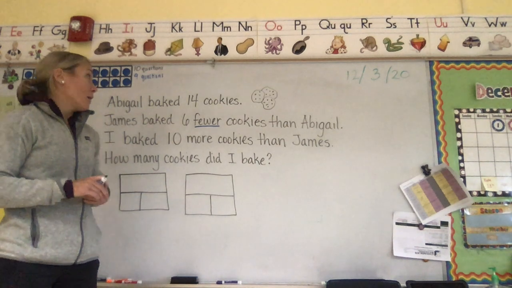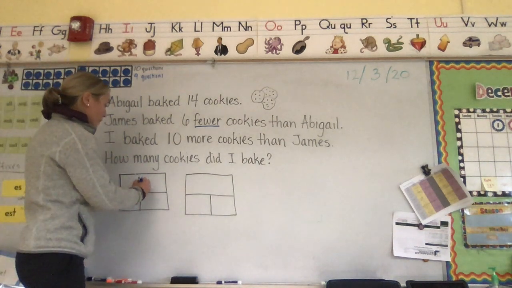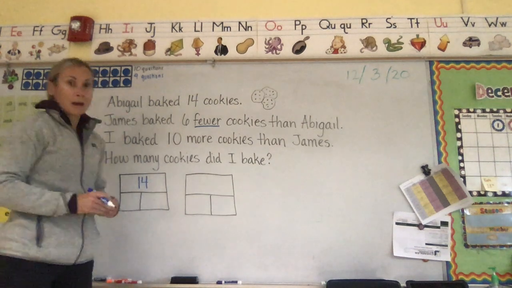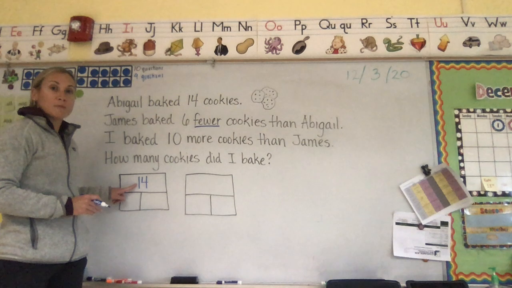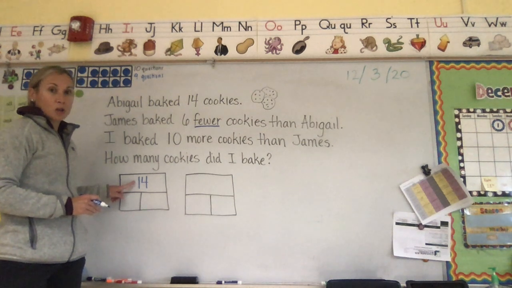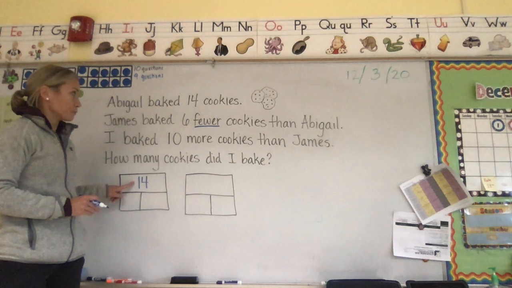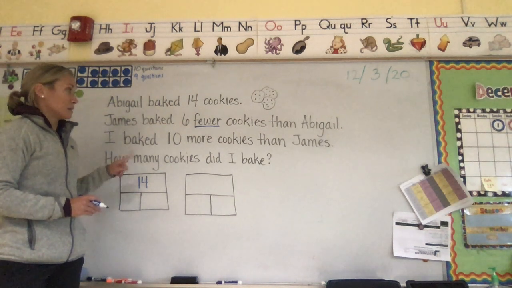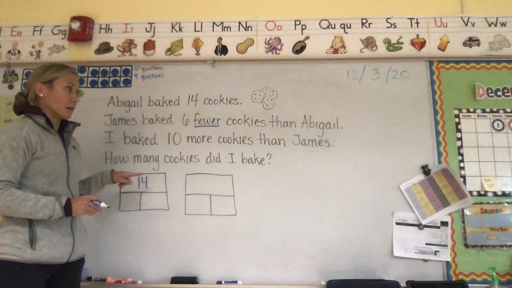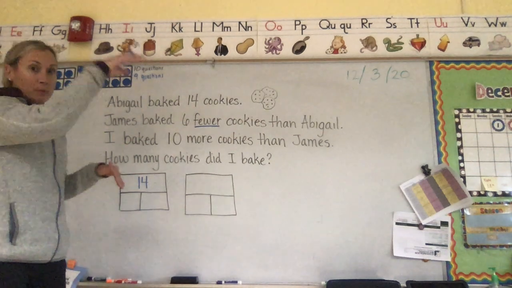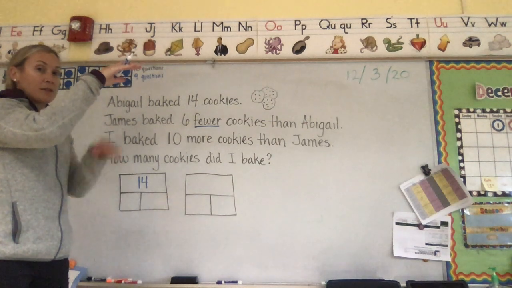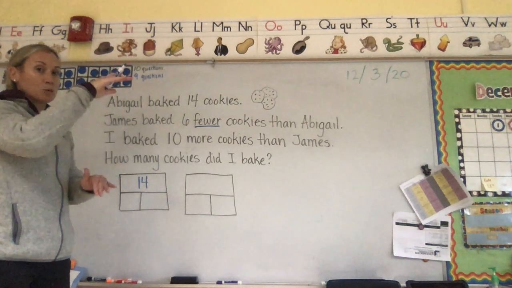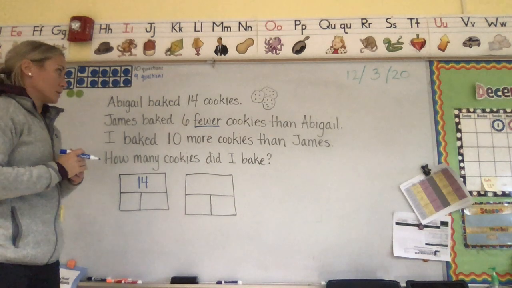So I know that 14, Abigail's amount, is my bigger number. So it's going to go at the top of my bar diagram. Remember, the top number is always your biggest number. It's the total. Now, if James baked 6 fewer cookies than Abigail, I know that Abigail baked 14, James baked 6 fewer. That 6 is the difference between the amount of cookies that they baked.